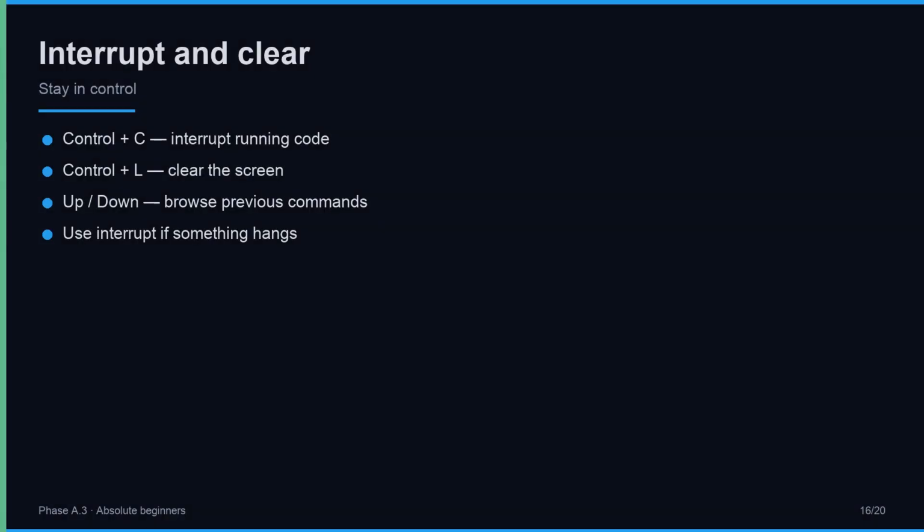Ctrl-C interrupts code that is taking too long. Ctrl-L clears the screen display without wiping history. Up and down arrows walk previous commands. If something hangs, interrupt first, exit only if you must. Especially remember, Ctrl+C, interrupt running code. Take a moment with this idea before we move on.